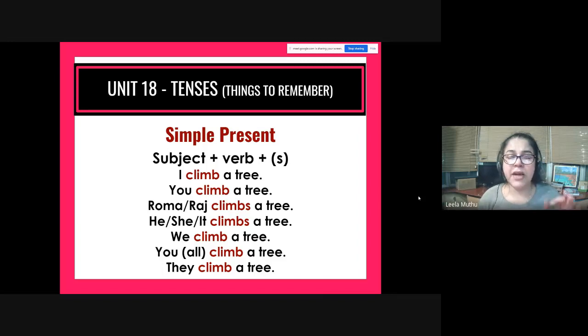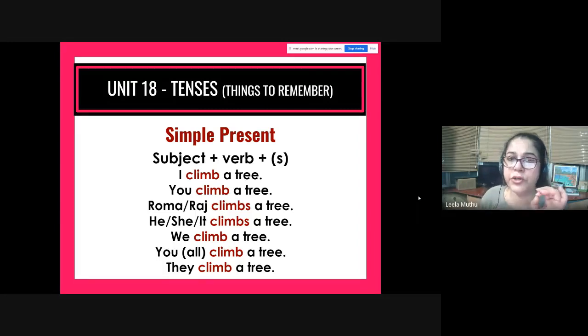Now you have the subject plus the verb plus s. So I climb a tree. Now we're just going to do simple present. I climb a tree. You climb a tree. Roma Raj climbs a tree. He, she, or it climbs a tree. We climb a tree. You all climb a tree. And they climb a tree.